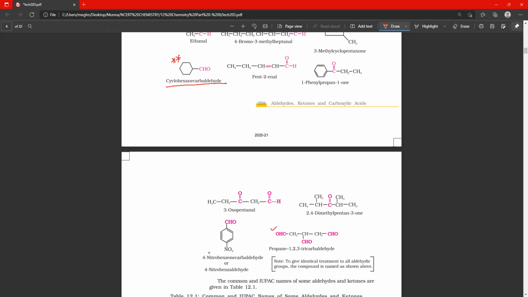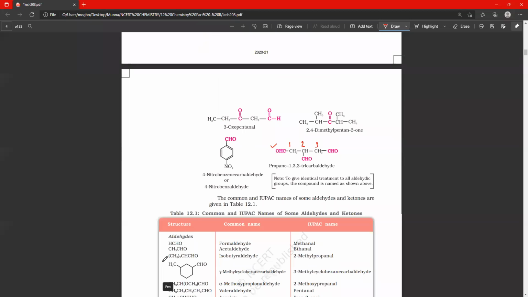Whenever we cannot count all the aldehyde groups in the same chain, then we ignore them and count only the main chain, leaving the aldehyde groups. I hope it's visible to you all. Leaving the aldehyde groups, we are counting only the chain because we cannot count all the aldehyde groups, right? And whenever aldehyde groups are not counted, please remember we write carbaldehyde. So here it is propane-1,2,3-tricarbaldehyde.